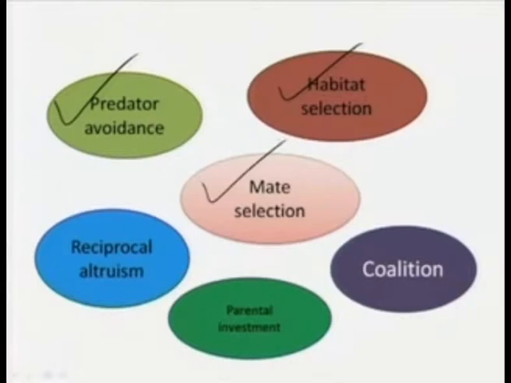Next, mate selection. Mate selection is important for one of the two pillars of evolutionary theory, which is reproduction, survival being the other pillar of evolutionary theory. Mate selection again is something that has come to us from the past and has remained with us as a fundamental characteristic. After that, reciprocal altruism.